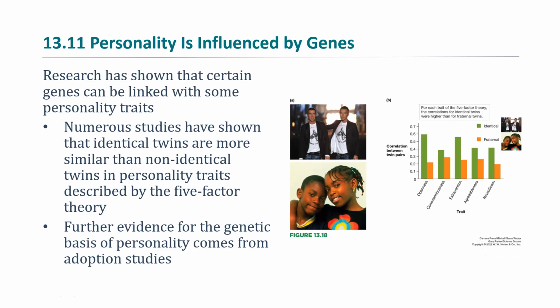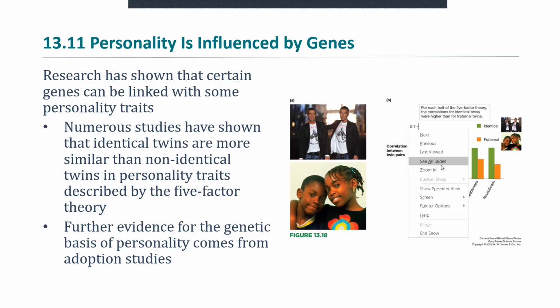Behavioral genetics research tries to disentangle the effects of nature and nurture. That is, genetic factors versus environmental factors. They use twin and adoption studies to do this. In a twin study, they compare identical and fraternal twins.